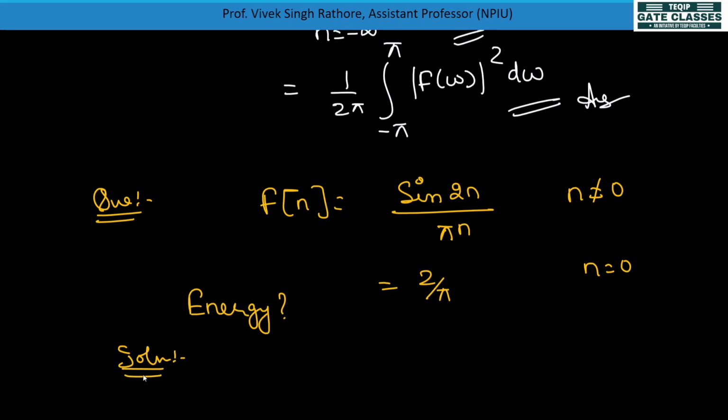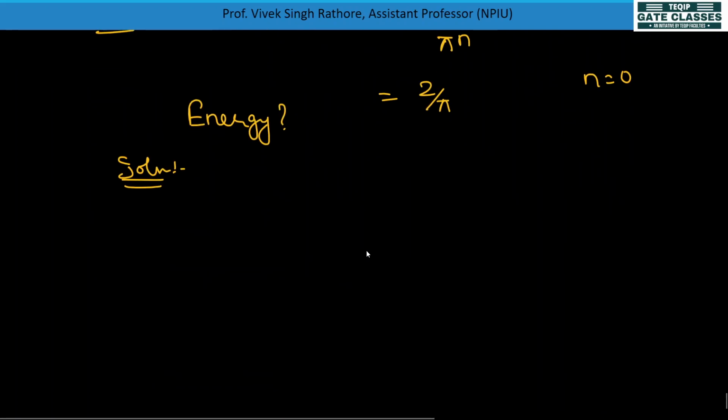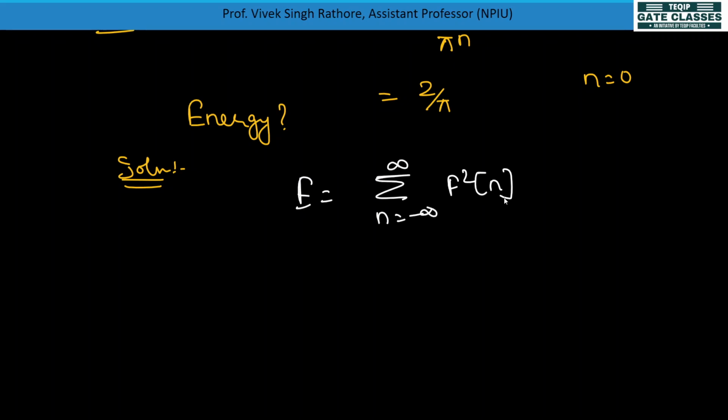By seeing the question, what will be your approach? You will first think that f of n is given, and now you need to calculate energy. First of all, your mind will click: shall I apply the energy formula, summation n equal to minus infinity to infinity f square n? So you'll write energy is equal to the summation of n equal to minus infinity to infinity of f square n. Okay, so can we do it?